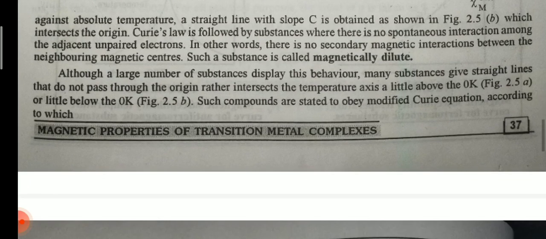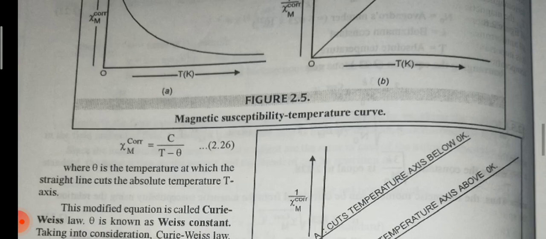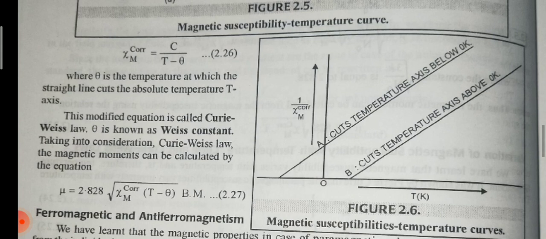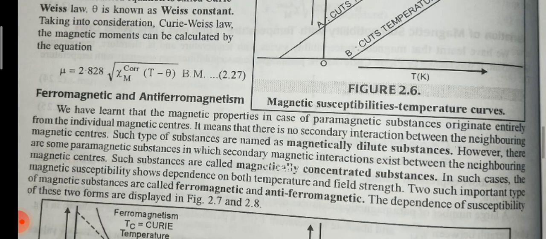Such compounds are stated to obey the modified Curie equation, according to which Xm = C/(T − θ), where θ is the temperature at which the straight line cuts the absolute temperature T axis. This modified equation is called the Curie-Weiss law. θ is known as the Weiss constant. Taking into consideration the Curie-Weiss law, the magnetic moment can be calculated by the equation μ = 2.828 √(Xm (T − θ)) Bohr magneton, BM.